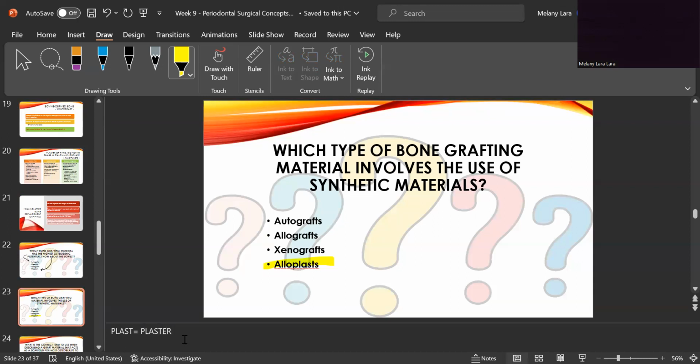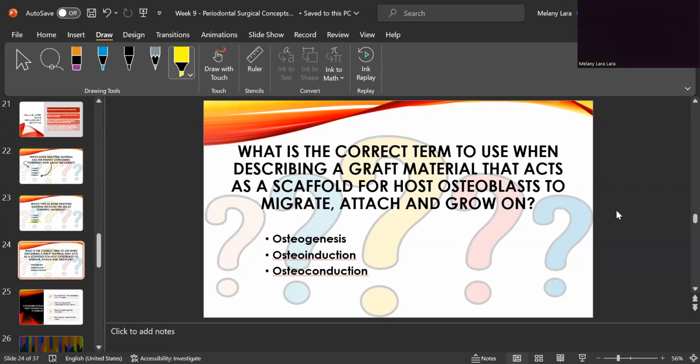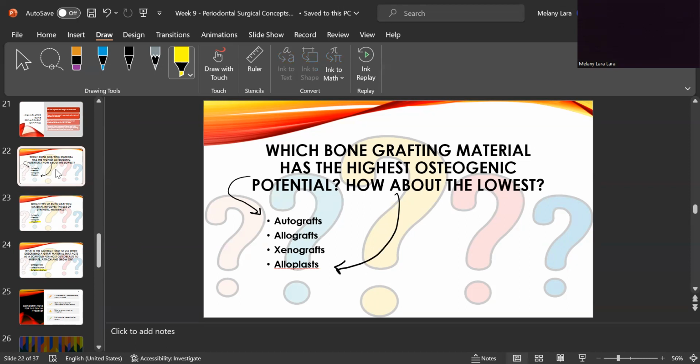What's the correct term to use when describing a graft material that acts as a scaffold? Osteoconduction. Osteoinduction is the one that has BMPs inside of it. Yep, BMPs are inside osteoinduction. Osteogenesis is the best one that has living cells. Questions on that? Okay. Do like 2 more slides and we'll take our break.